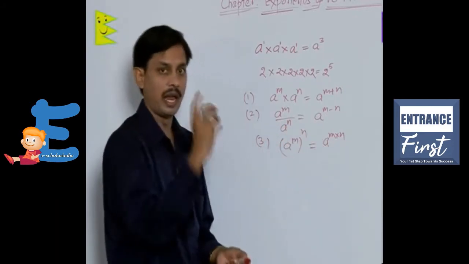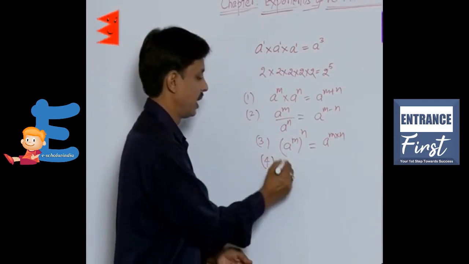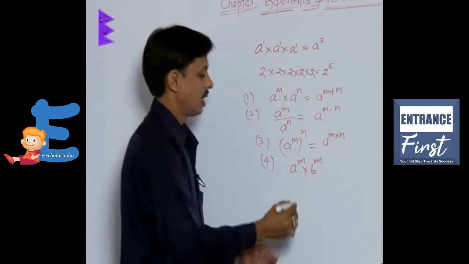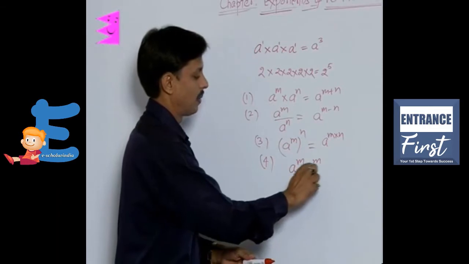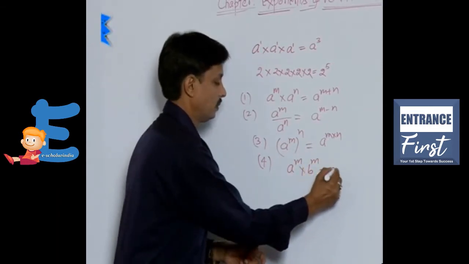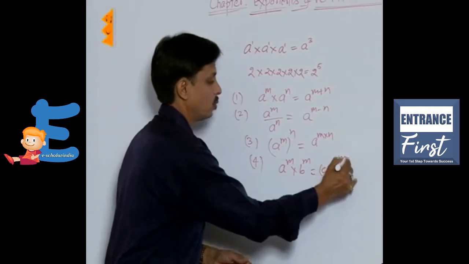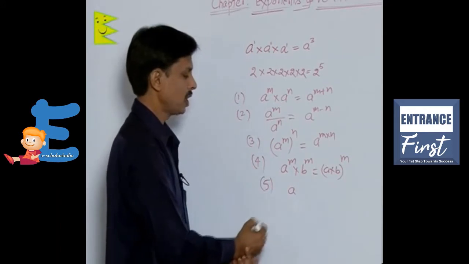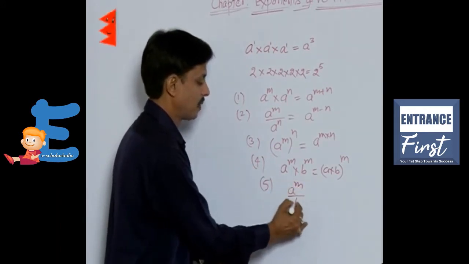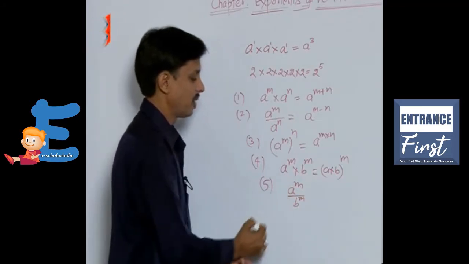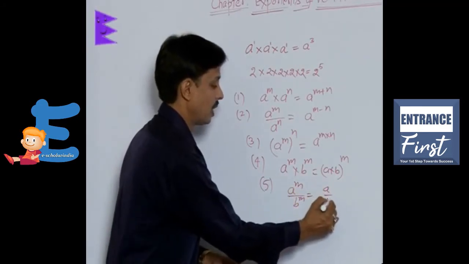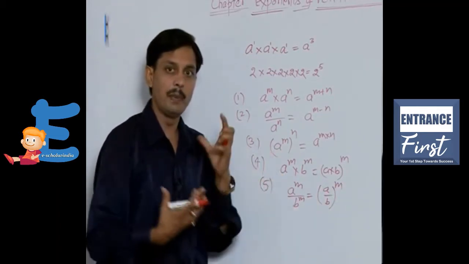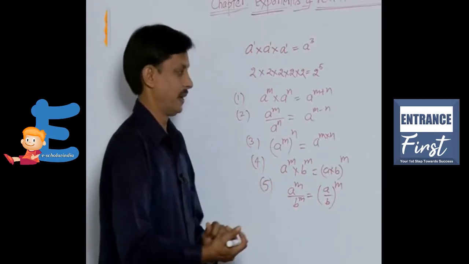Now, if the bases are different, like a to the power m and b to the power n, and the powers are the same, we call it a into b whole raised to the power n. Next, if it is a to the power m divided by b to the same power, with a different base, the answer will be a upon b raised to the power m. So these are the 5 basic rules which we will operate.